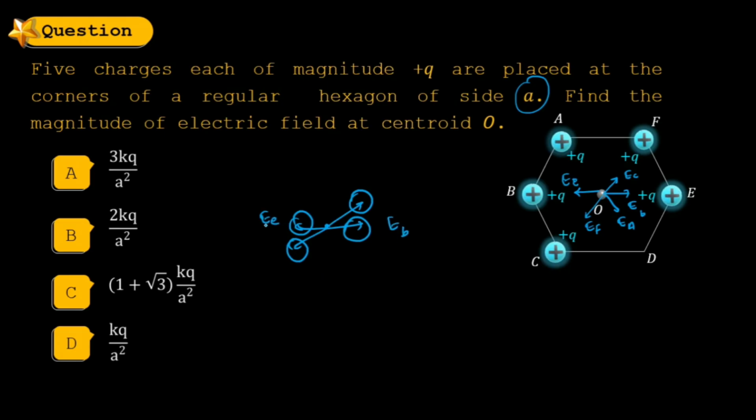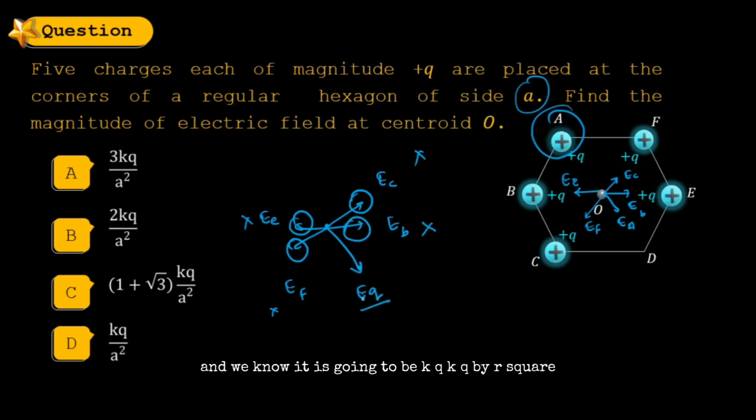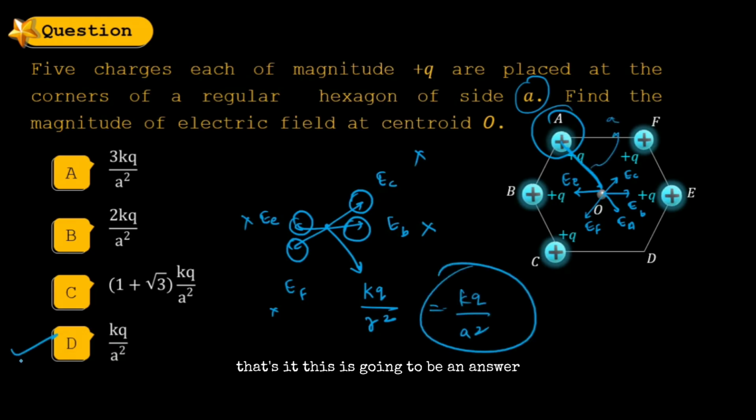So what will happen here is the electric field due to point E and electric field due to point B will cancel each other out. And the same goes with the electric field due to point C, which will cancel out the electric field due to point F. So the net electric field which we are observing is due to A only, and that is supposed to be in this direction. And we know it is going to be kq by r square. Now what is this r? This is something we have to find, because r is the distance between the charge and the point. How can you find this r? For a regular hexagon, the distance from the centroid to the corner is also a. So you can write it as kq by a square. That's it. This is going to be your answer.